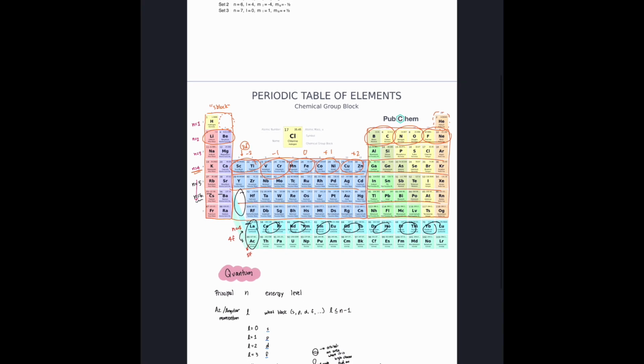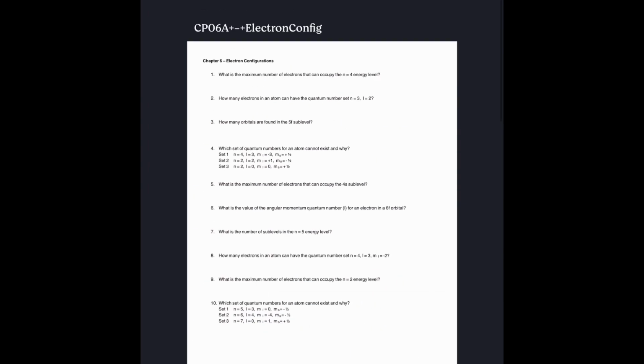So that's kind of how you navigate your periodic table in terms of quantum numbers and orbitals and understanding everything like that. So that being said, let's jump right into these questions and get them done.